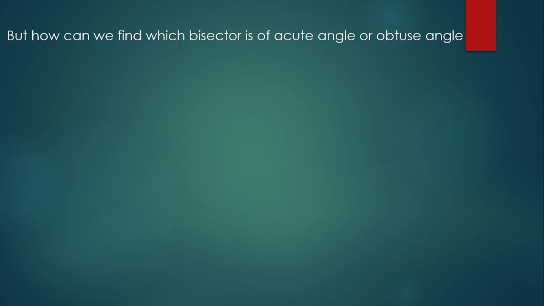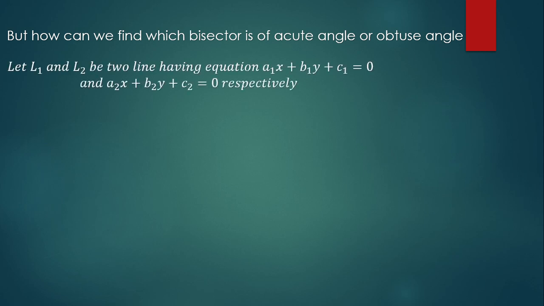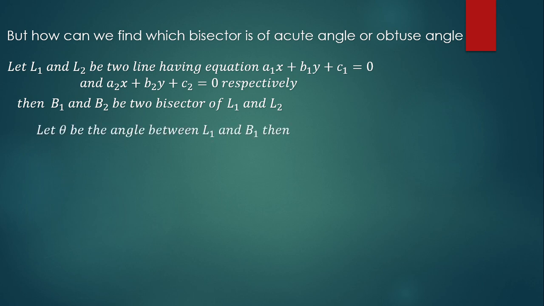But how can we find which bisector is of the acute angle or the obtuse angle? For this we use another condition. Let L1 and L2 be two lines having equations a1x plus b1y plus c1 is equal to 0 and a2x plus b2y plus c2 is equal to 0 respectively. Then B1 and B2 are the two bisectors of L1 and L2. Let theta be the angle between L1 and B1.